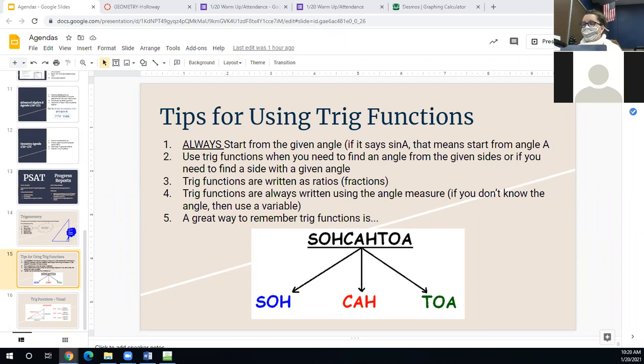So write that down, SOHCAHTOA. It'll make sense in just a little bit.